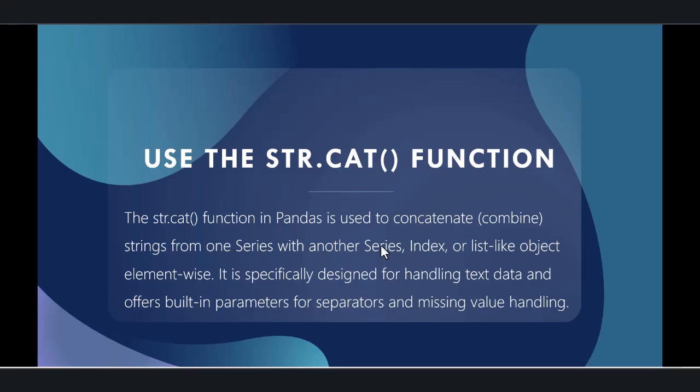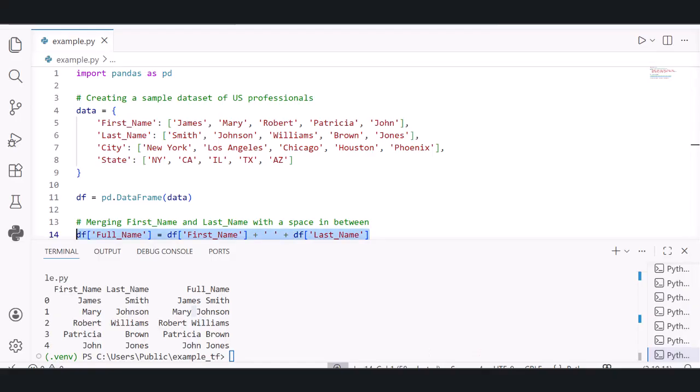As I said, we can combine the columns between two different series or data frames here, or index or list like objects or element wise also. And this is specially designed for handling text data. More often, it is used to combine the text data, and it also offers built-in parameters for separators and to handle the missing values. I'll show you the example.